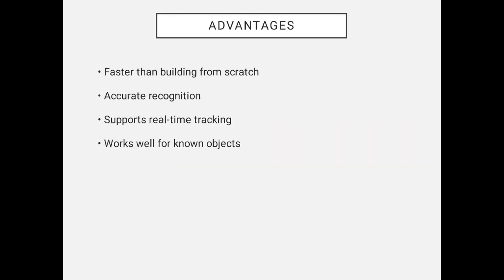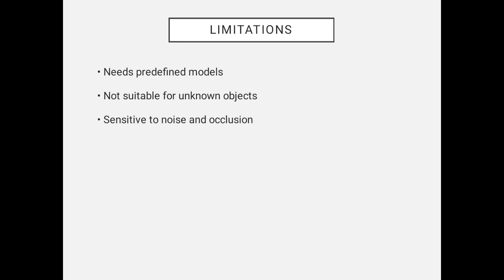Next we have the advantages and limitations of 3D model based vision. The method has several advantages. It is faster and more accurate than building models from scratch, it supports real-time recognition, and works well when object types are known. It is also robust to changes in viewpoint. However, it also has limitations. It requires a predefined 3D model database, and it does not work well for unknown or deformable objects. Also, noise, occlusion, and poor image quality can affect accuracy.